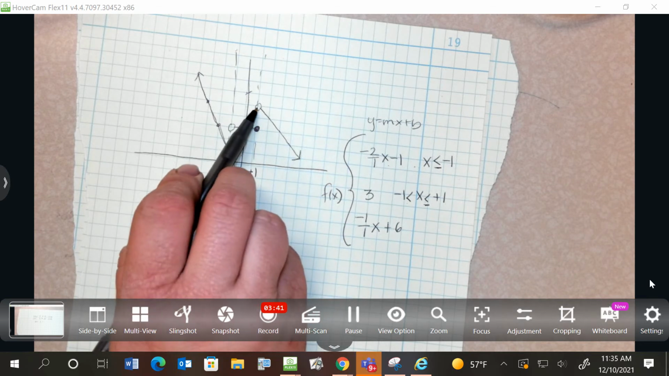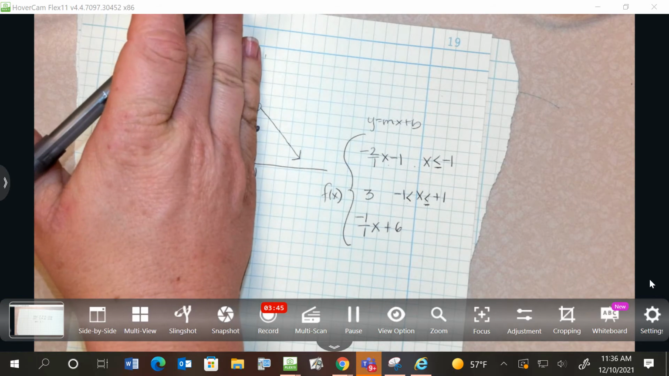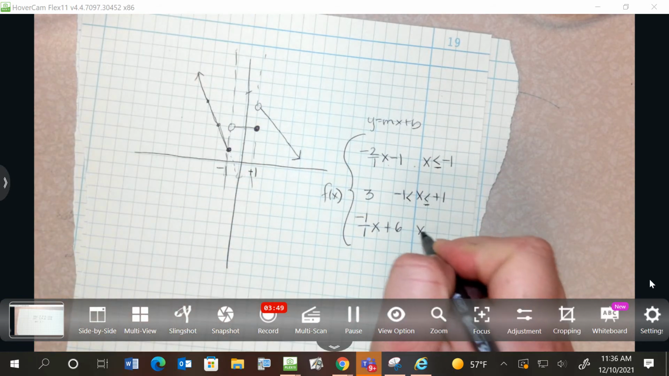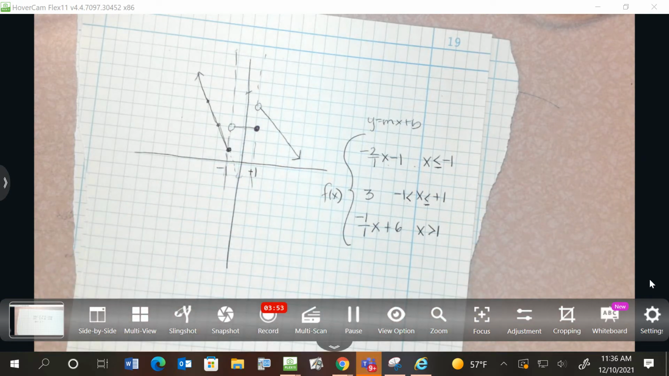Lastly, I have this diagonal line. I've already created the equation, but notice it only occurs to the right of the x value 1. So x is greater than 1, no line underneath, because we're not going to include that point.